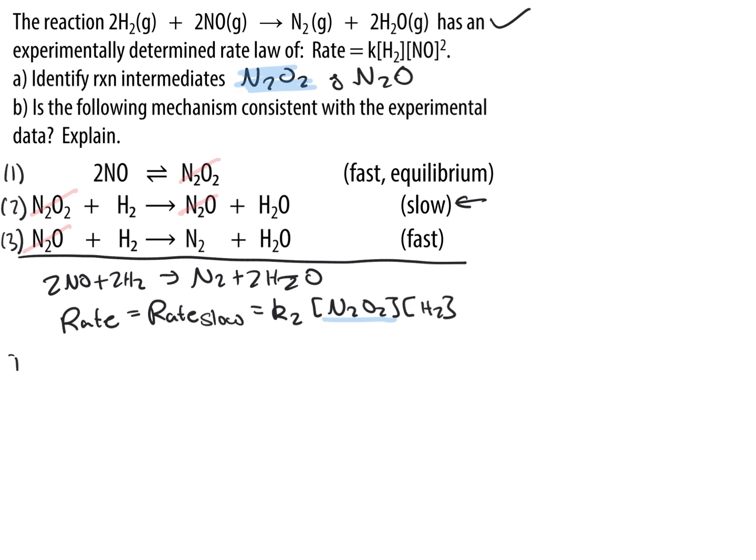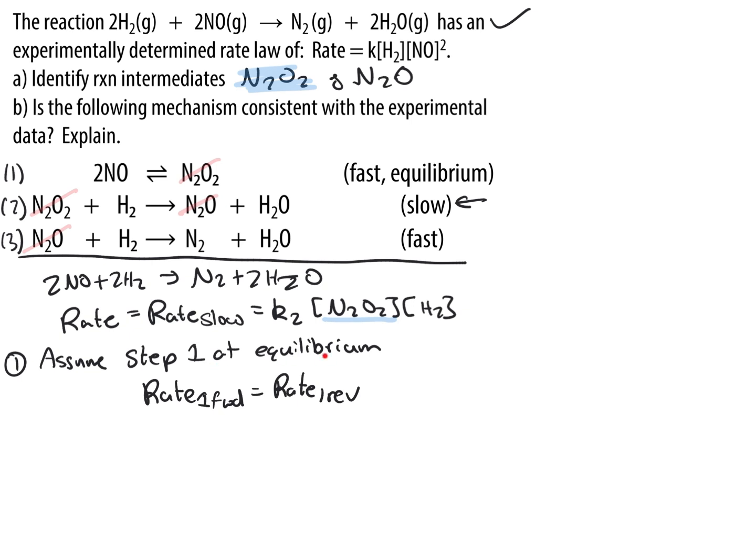So we'll do that part of it. We'll assume step 1 is at equilibrium. So that means, again, what equilibrium means is forward and reverse reactions have the same rate. So rate 1 forward is rate 1 reverse.